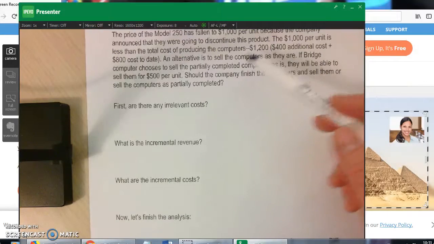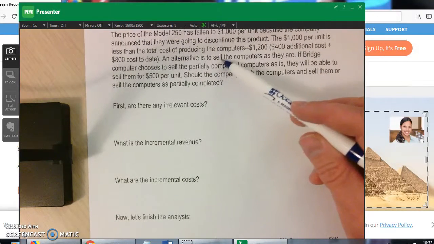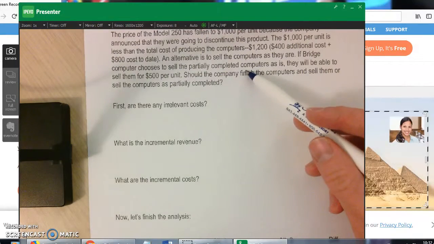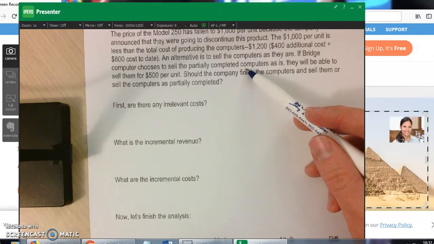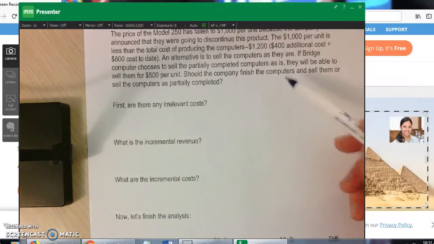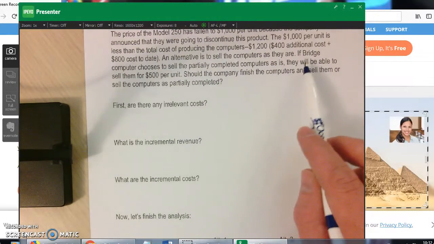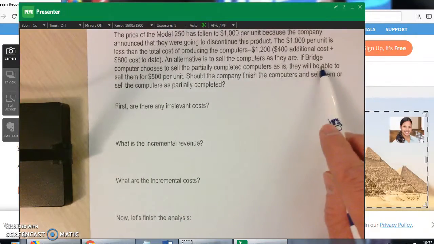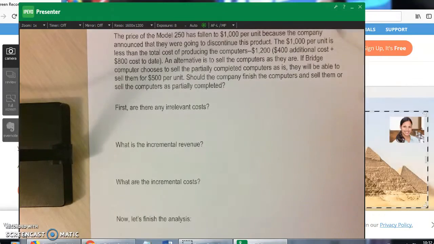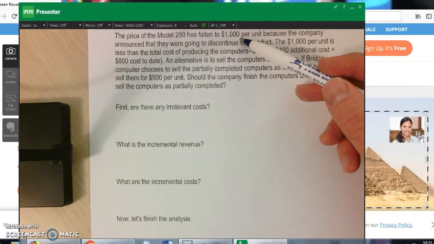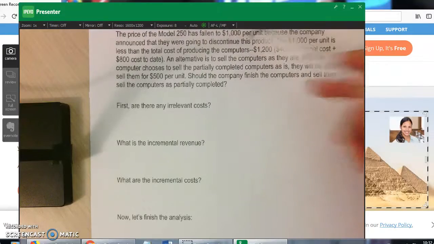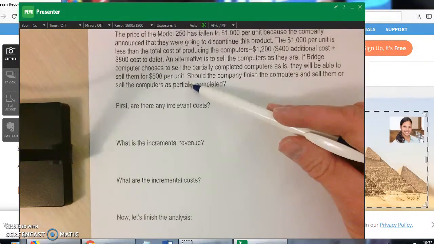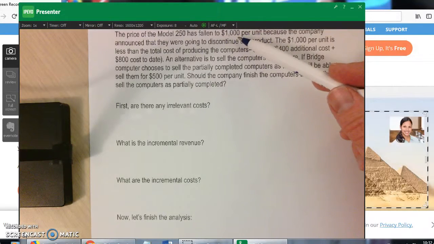The first alternative is to sell the computers as they are. Alternative two would be to go ahead and fix up the computers and sell them for a higher price. So it says right over here, Bridge Computer chooses to sell the partially completed units as they are. They'll sell them for $500. If they fix them up, they'll sell them for $1,000. So again, the alternative is to sell them as they are for $500, or fix them up and sell them for $1,000.